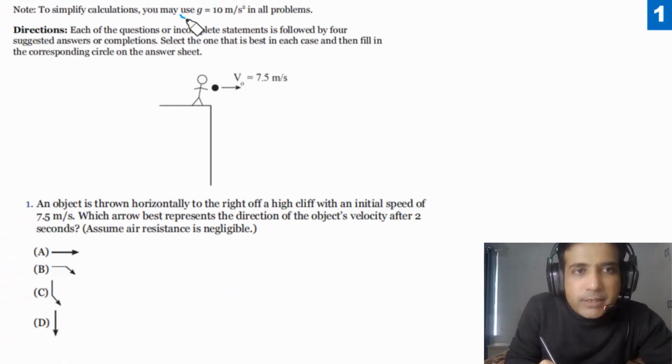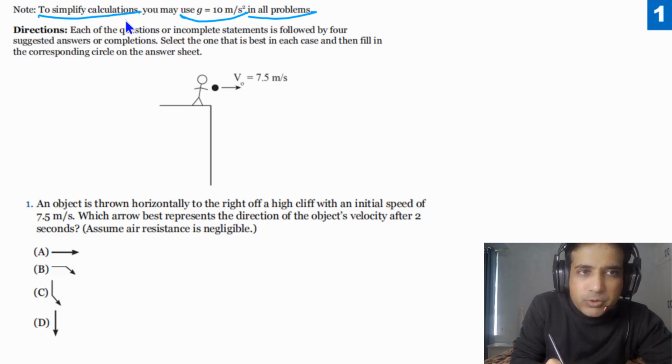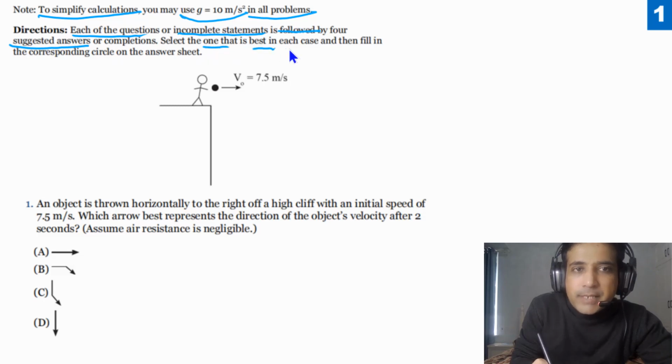For this exam, we can use the value of g equal to 10 meters per second squared in all problems to simplify calculations. It is also given to us that each of the questions and incomplete statements is followed by 4 suggested answers or completions. Select the one that is best in each case.